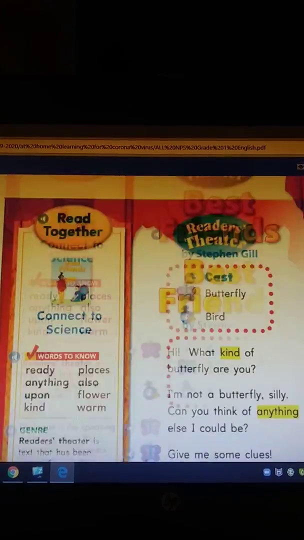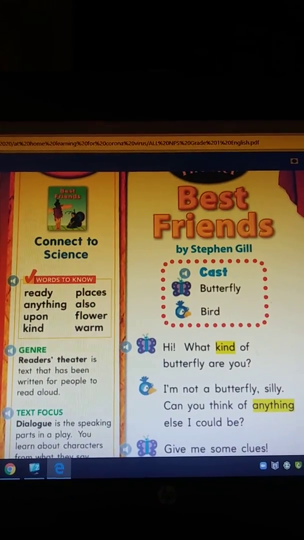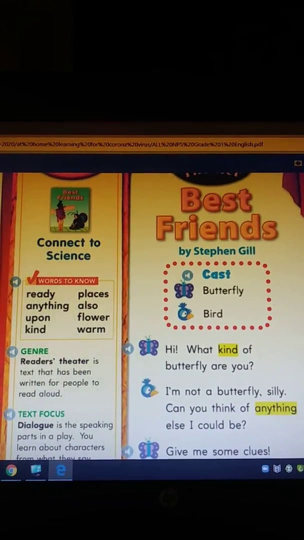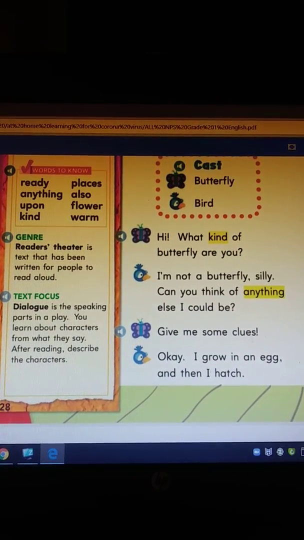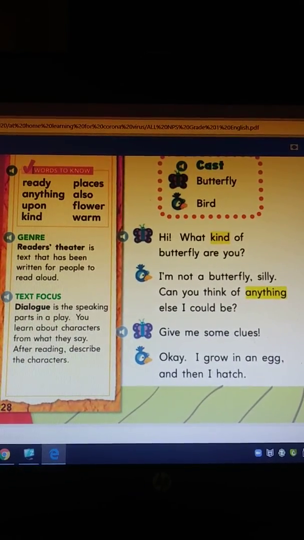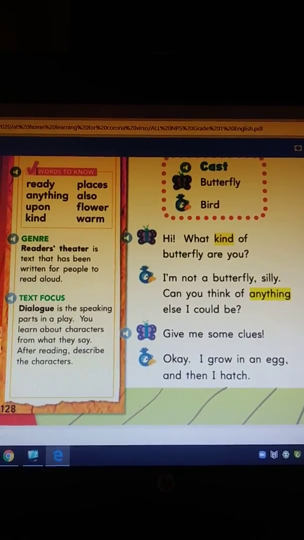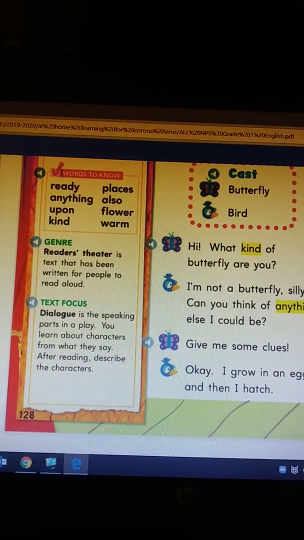It might be fun for you to go ahead and read this story with someone in your house and pretend that somebody is a bird and someone is a butterfly. Today we read the story Best Friends.